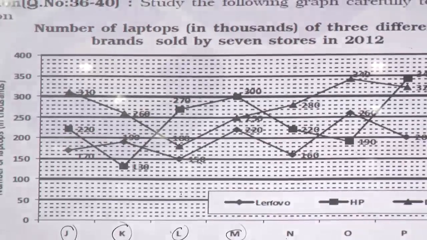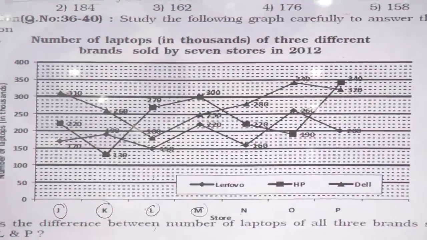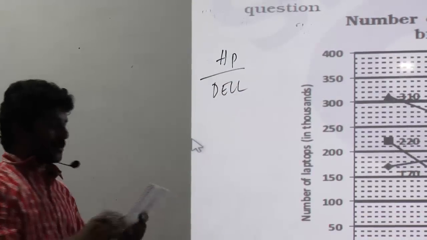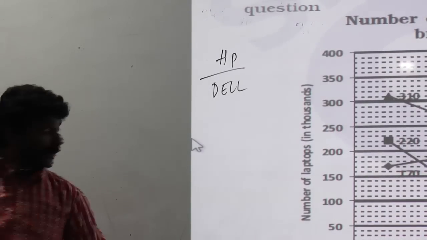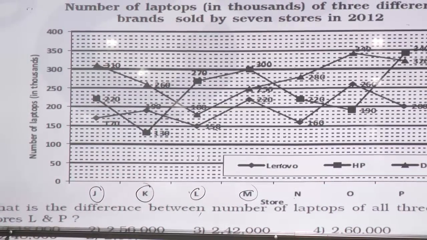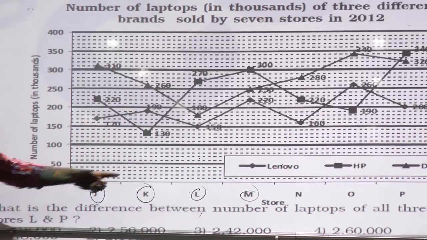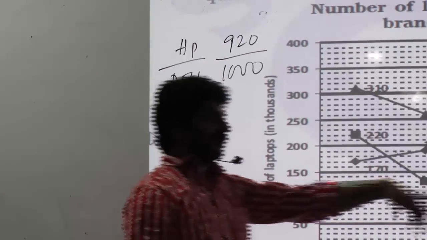Total number of HP laptops sold by all the given stores together is by what percent less than? First of all, you need to have HP and then Dell. For all stores together, how much percent less you are asked about? First, let me understand it. Now, what did we already do for these 4? We added. HP and Dell only, right? We have done it for 4. How much is numerator? 920 and denominator 1000. Now let's do it for the remaining 3.